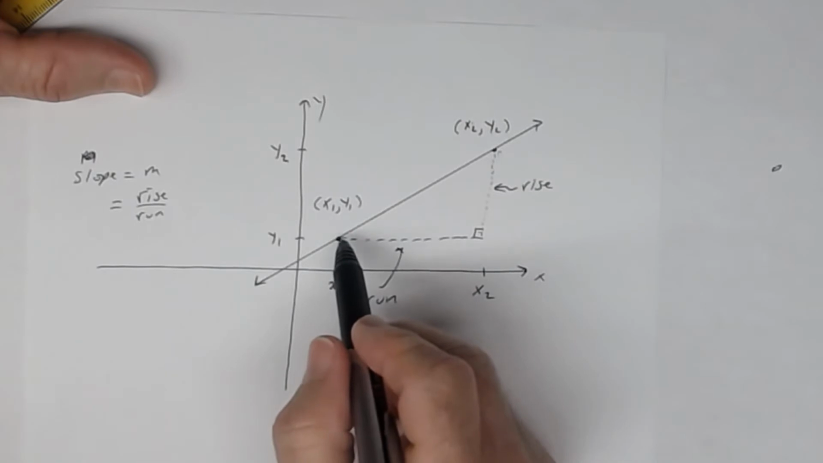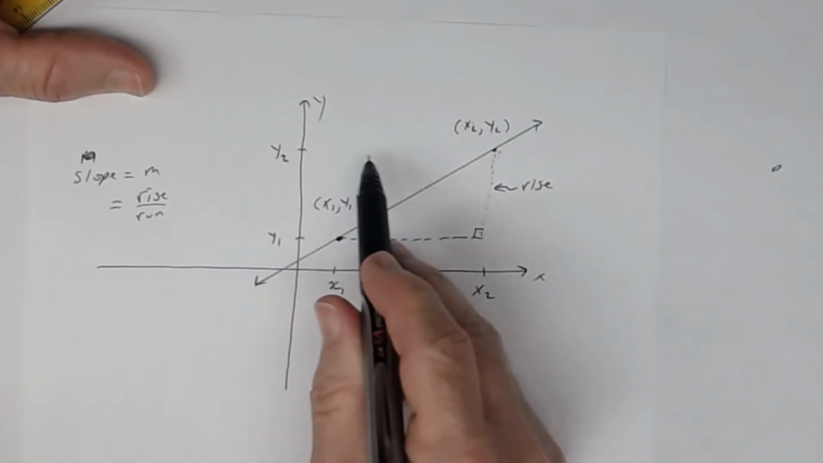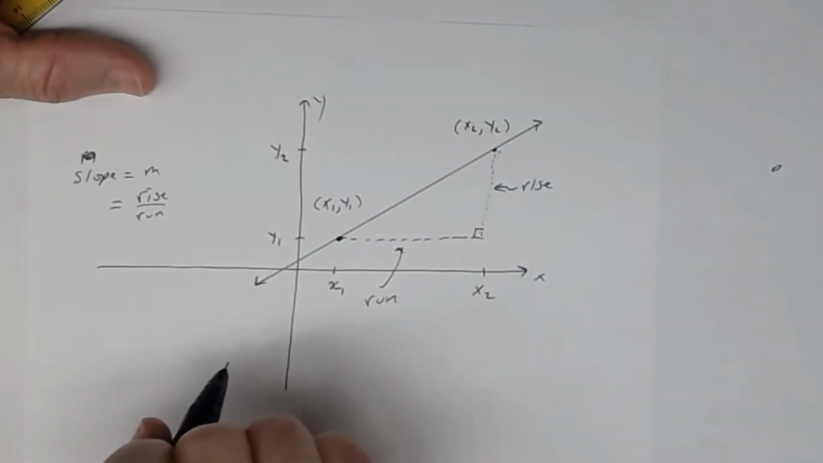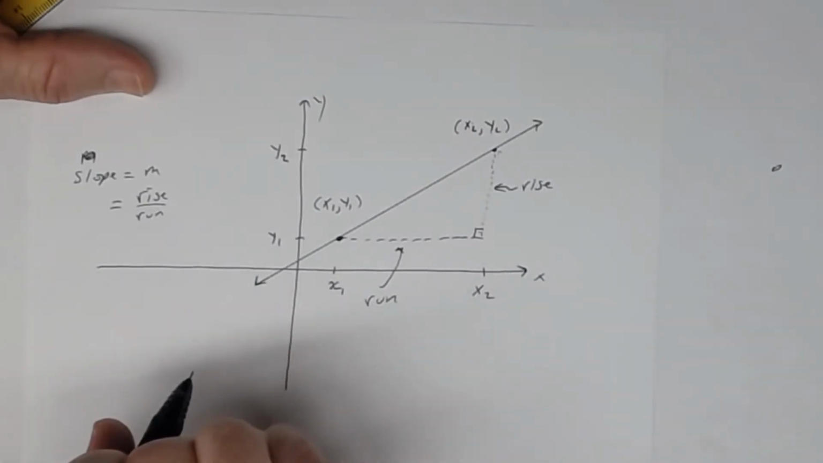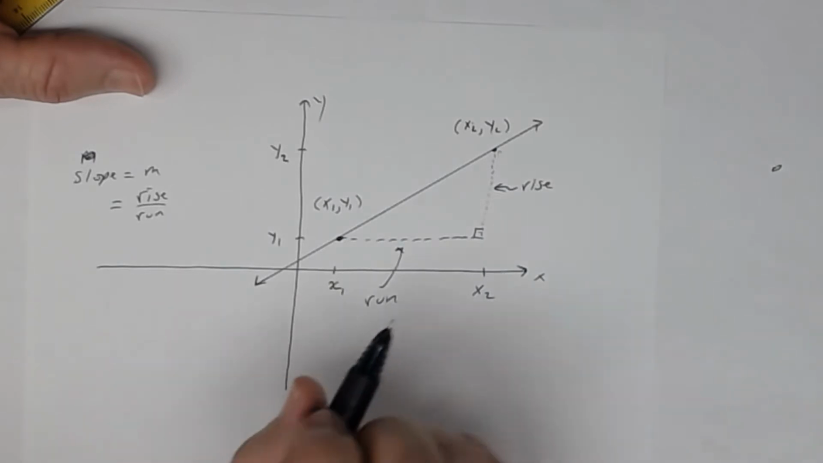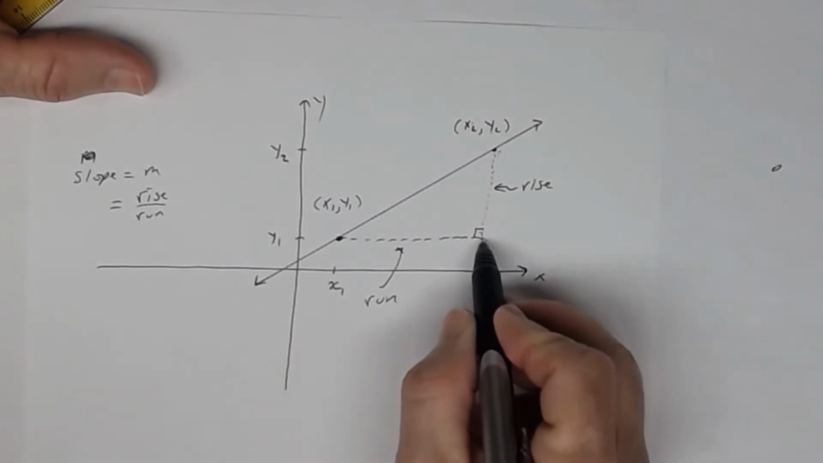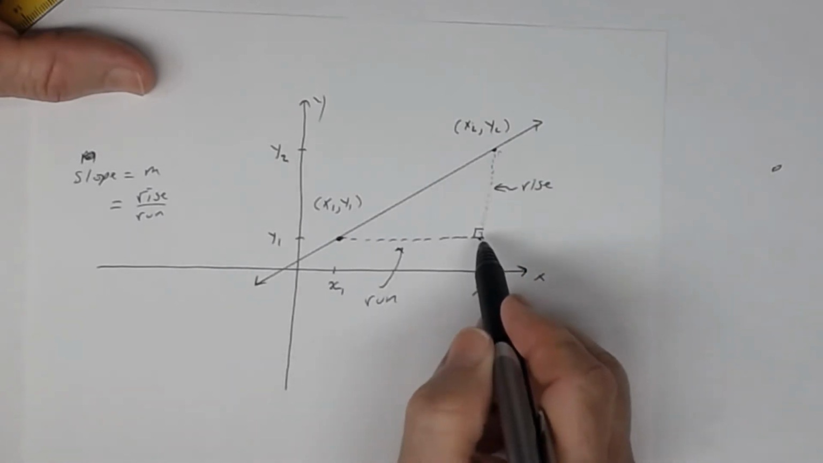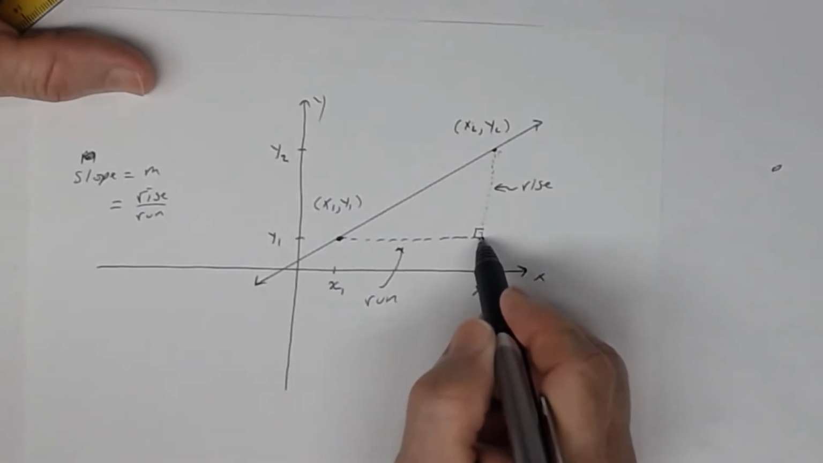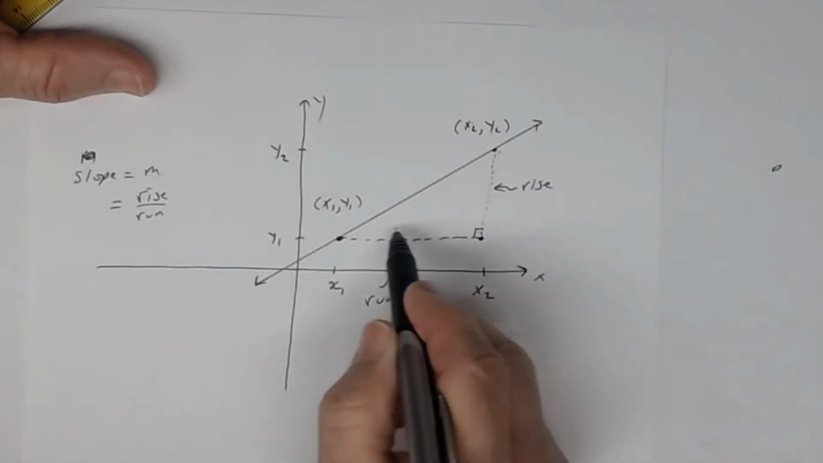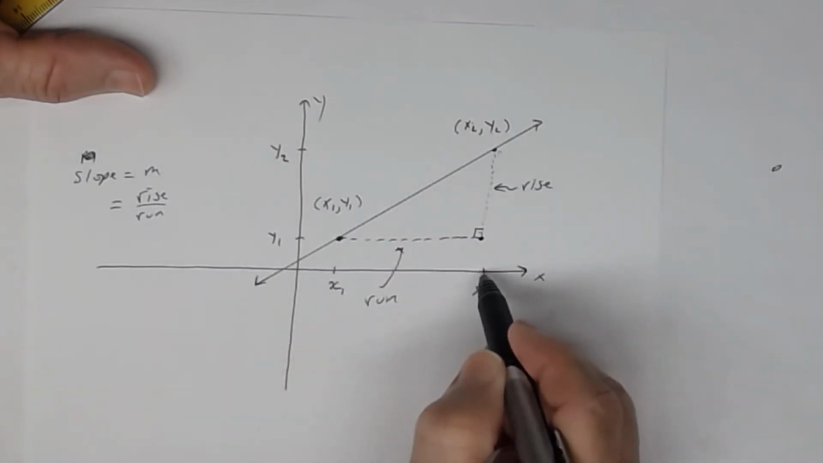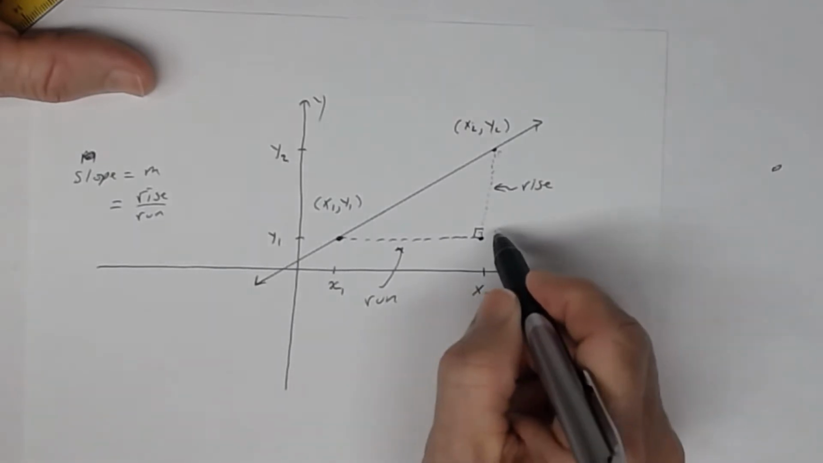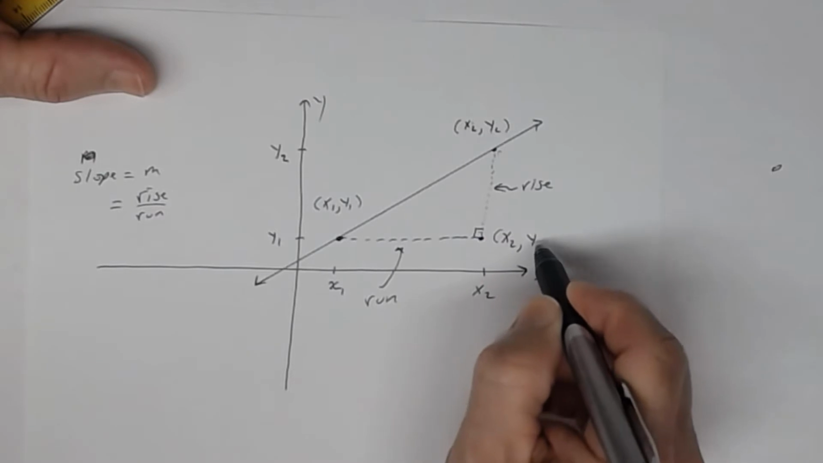Now you could have gone this way as well. You could have gone up and then right, but it doesn't matter. You'll still end up with the same slope. The value of the slope will be the same. Okay, now here's something important. I'm going to go ahead and label this point here. Where those 2 dotted lines meet, the coordinates of this point are: go to the right, x2, and then go up, y1. So this is x2, comma, y1.